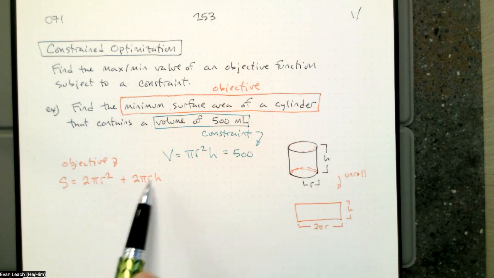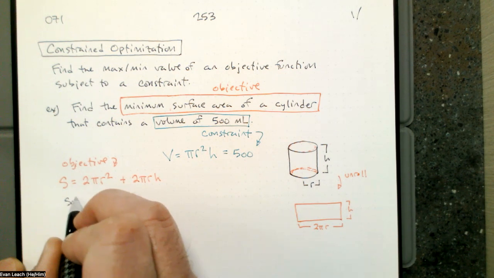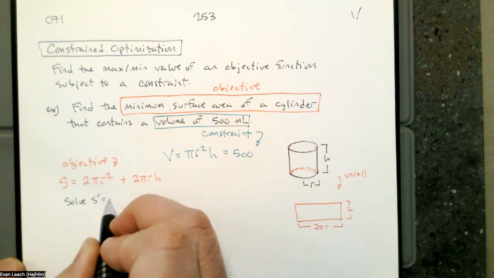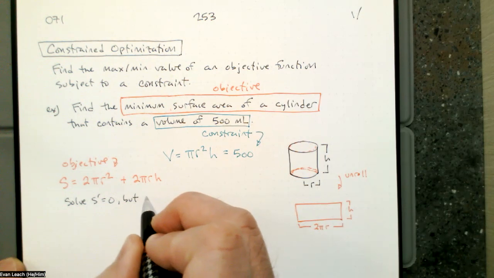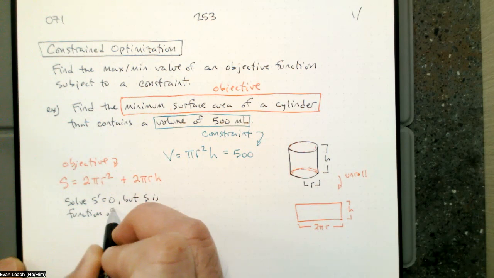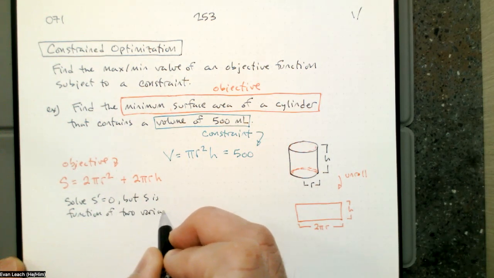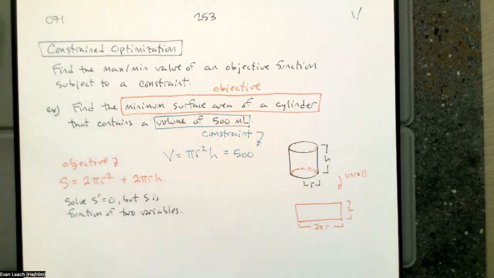So this is my objective, to minimize this function. I want to take the derivative, set it equal to 0, and solve. That's our goal. Take the derivative, set it equal to 0, and solve. That's going to be our strategy. Our strategy for optimization is to take the derivative, set it equal to 0, and solve.